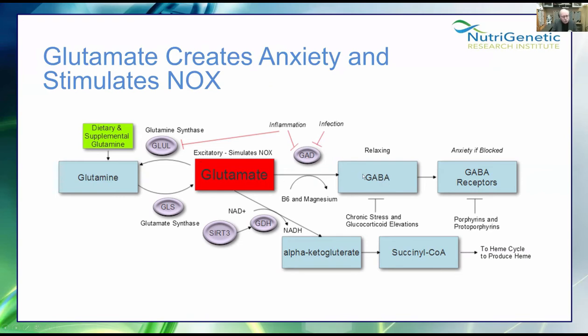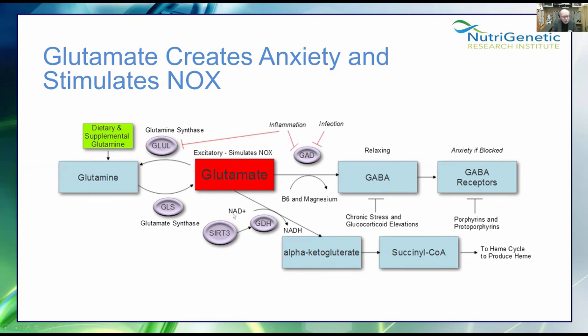Glutamate has to turn into GABA. Inflammation or infection or heavy metals will inhibit the glutamate to GABA conversion. You also need B6 and magnesium. And of course, it doesn't matter what your SNPs are. You could have perfect GAD, no inflammation or infection. If you don't have B6 and magnesium, that's not going to occur. So that's why SNPs are a piece of the equation, not the whole story.